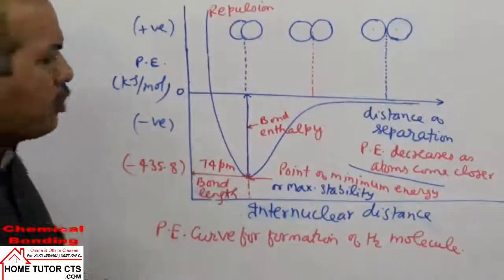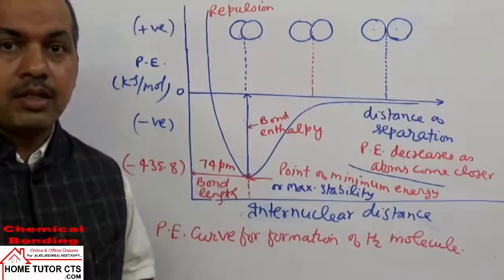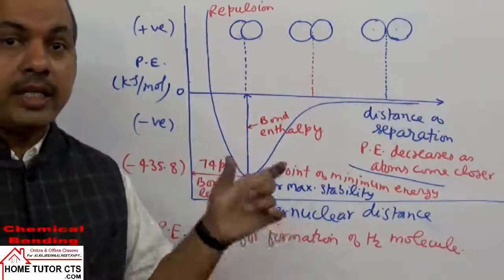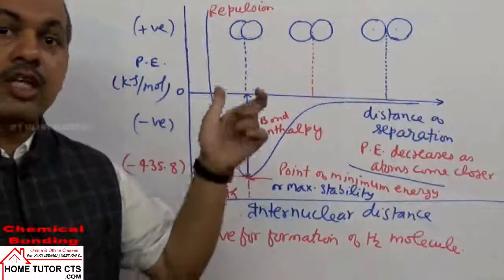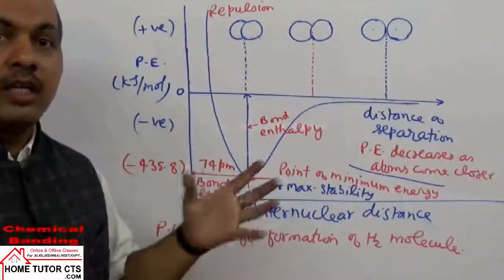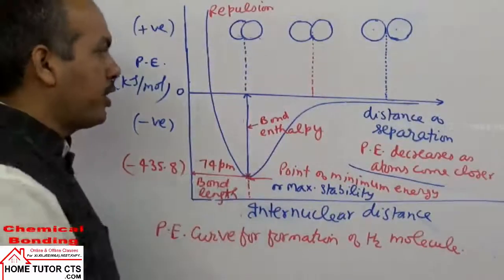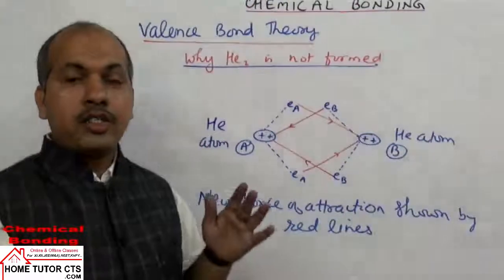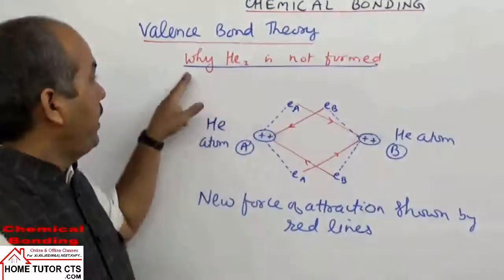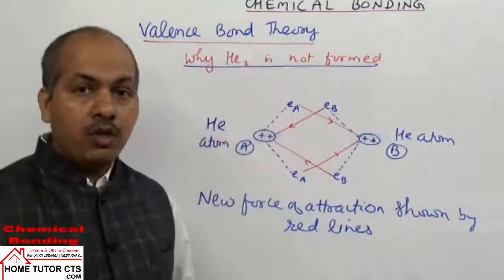Now let us try to understand. Okay, H2 will form, but helium doesn't form a molecule like He2. That could also be explained by similar interactions of the electrons and the nuclei of two atoms of helium. Let us try to understand that first. Now let us try to understand why the He2 molecule is not formed.